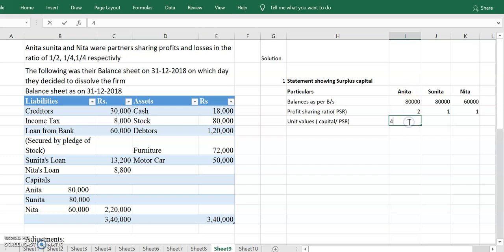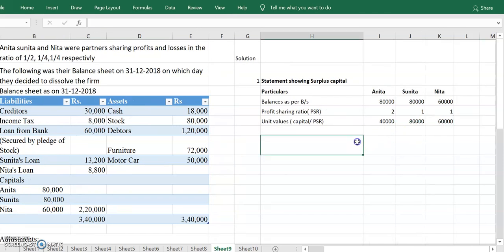You will get the one part of capital of A or Anita. Then 80,000 divided by 1, it is the same amount, that is 80,000. And 60,000 divided by 1, it is 60,000. Whenever you divide by 1, the same amount remains. So this is your calculation of the unit value.